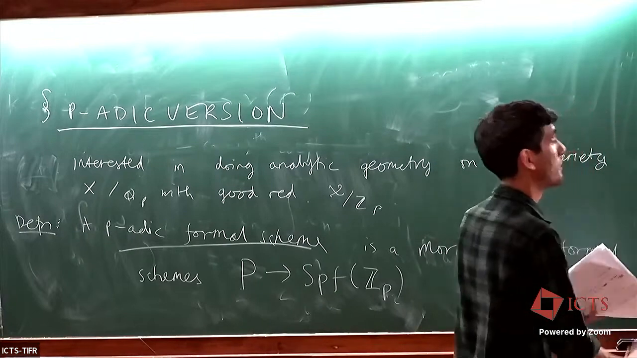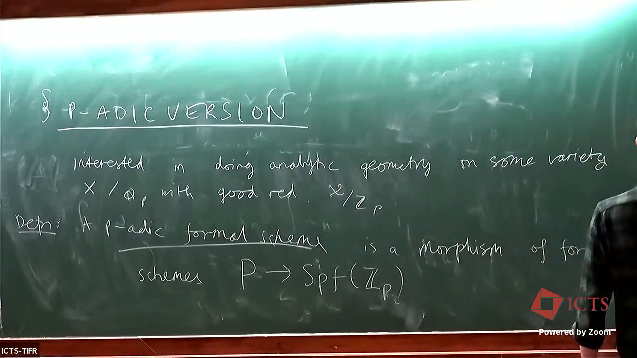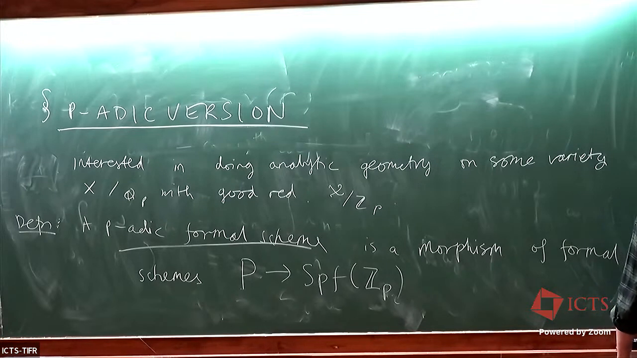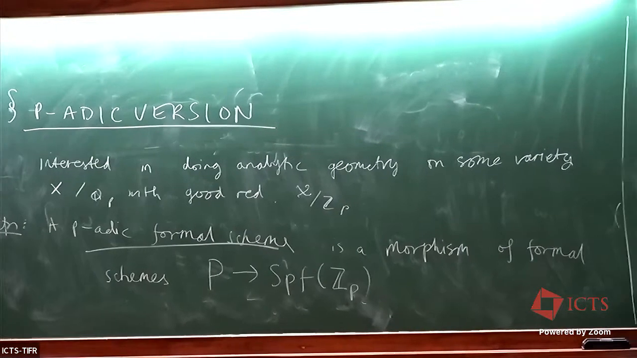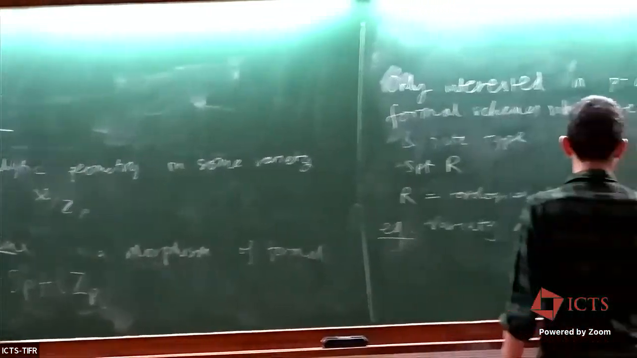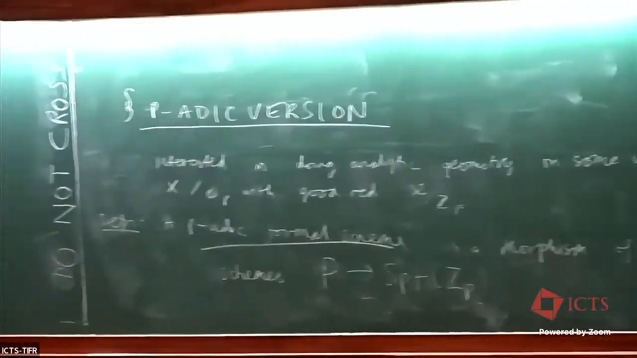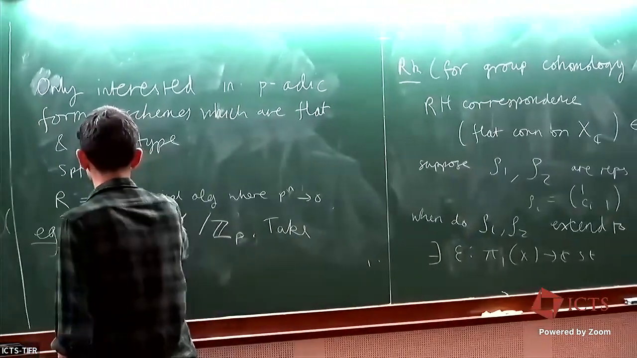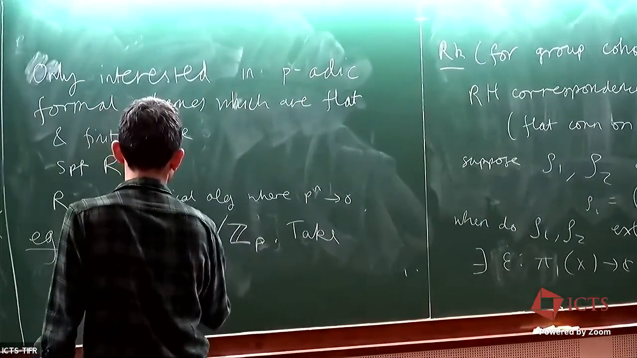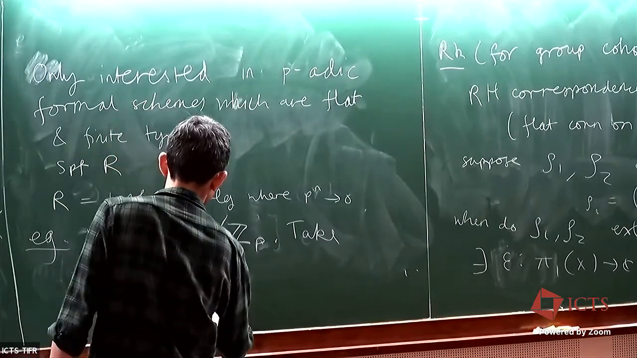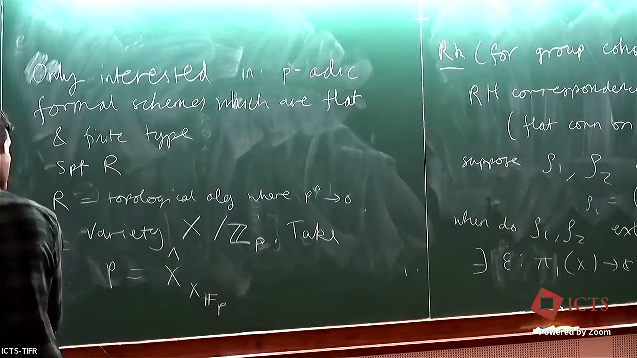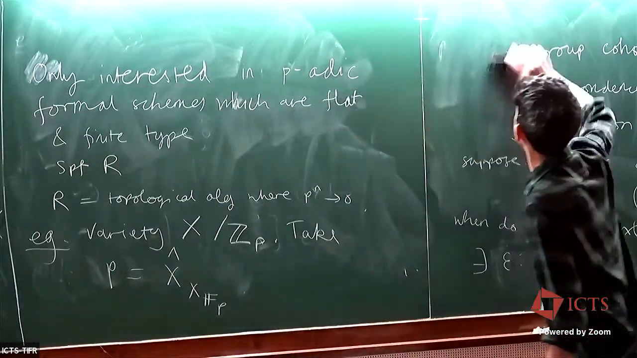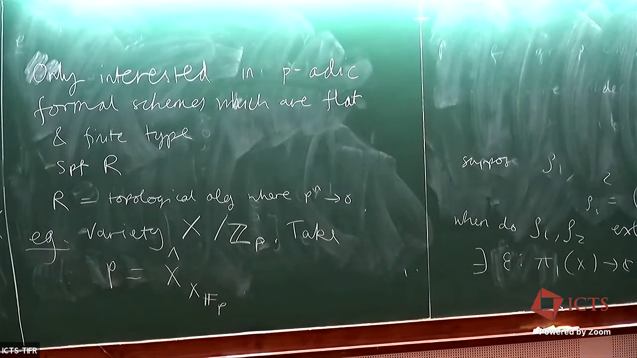We're going to be interested in the case where we start with a variety, like the curly X we had here, but I'll just call it normal X over Z_p. And then we can take its completion along the special fiber. So take P equals the completion along the special fiber. This is a p-adic formal scheme. So let's give an example. That's really the only p-adic formal scheme we're going to care about.